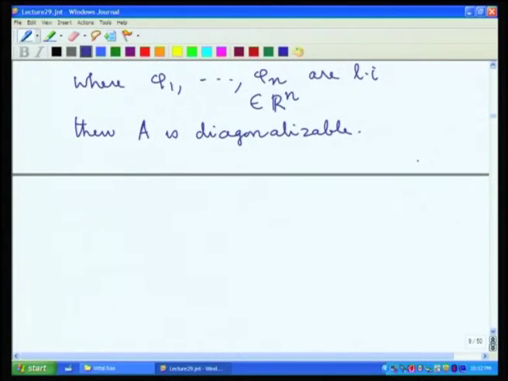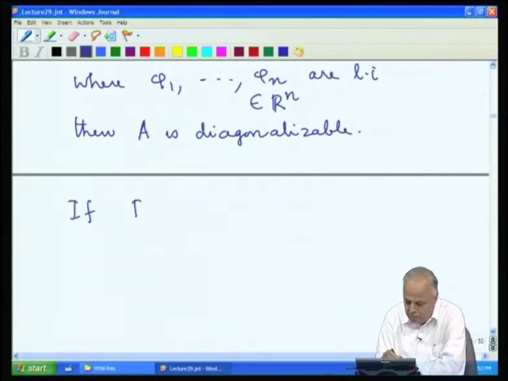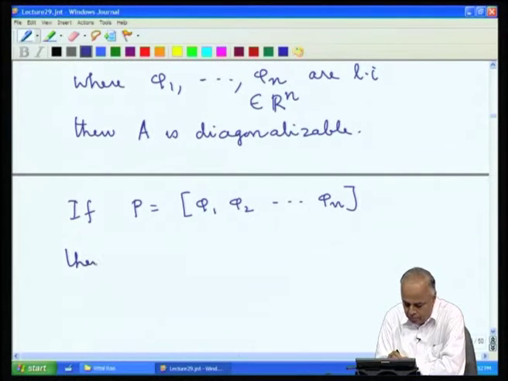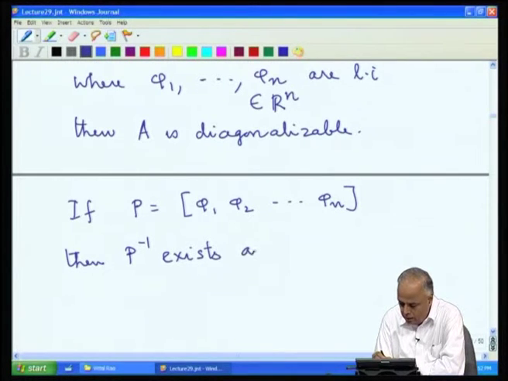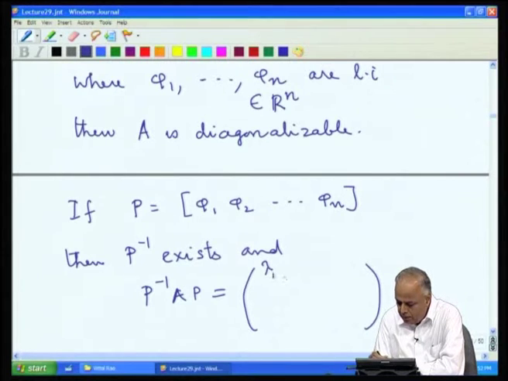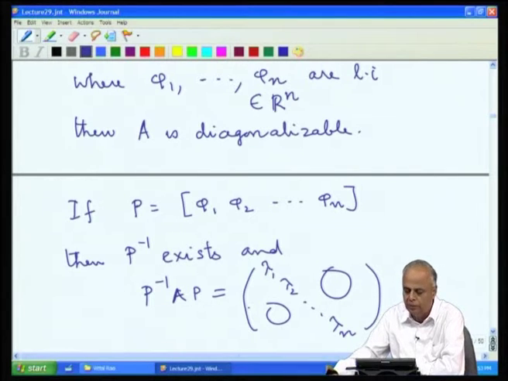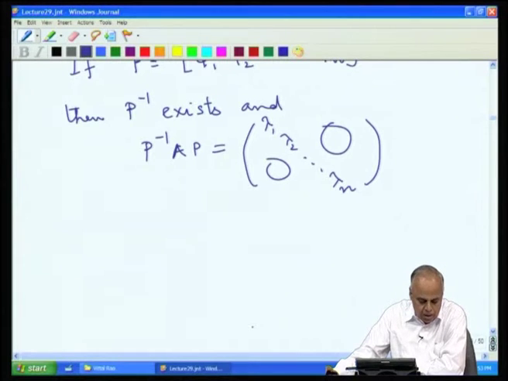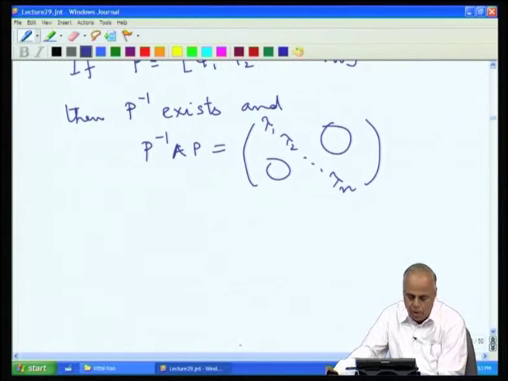And how do we diagonalize it? If we set the matrix P to be the matrix whose columns are these phi 1, phi 2, up to phi n, then P inverse exists and P inverse A P will be the diagonal matrix which will have these lambda 1, lambda 2, up to lambda n along the diagonal entries.